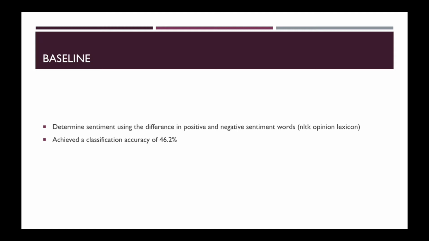For a baseline model, I chose to classify tweets based on the sentiment of the words in the tweet, according to the NLTK opinion lexicon. Similarly to how the training data was labeled, sentiment scores were determined by the difference in counts of positive and negative words included in the tweet, with a cap at 2 and -2. This baseline model achieved a classification accuracy of 46.2%.